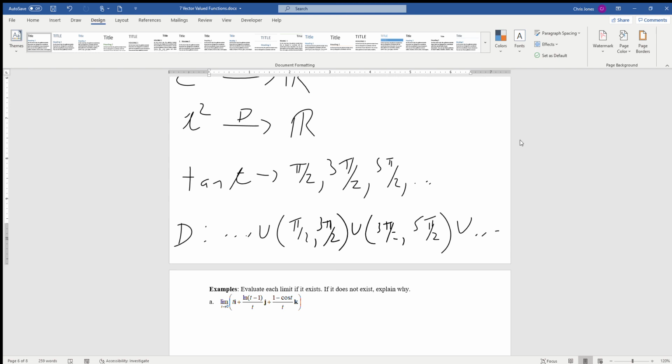All right. So hopefully this gives you a good overview as to how to parameterize a line, and then also with respect to continuity. In the last video we're going to take a look at how we evaluate limits of vector value functions.